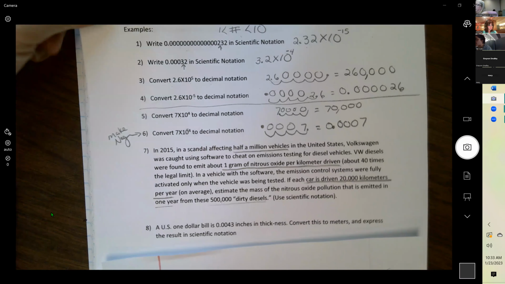And number 8. The United States $1 bill is 0.0043 inches thick. Convert this to meters and express the result in scientific notation. So we have to go from inches to meters. And then we need to put it in scientific notation.